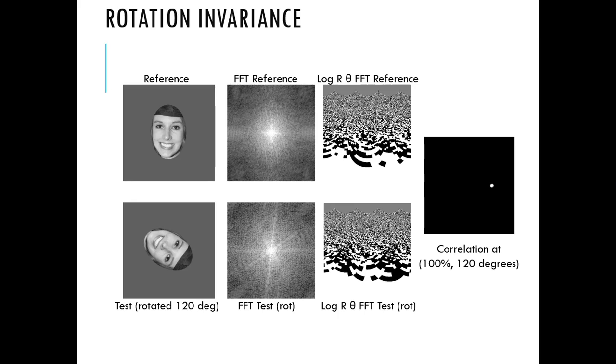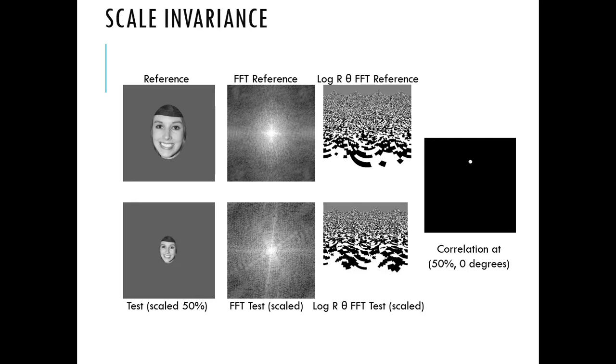These images show the sequence of events to form the log r theta correlation, otherwise known as the Mellin-Fourier transform. The reference image is Fourier transformed, log polar transformed, and Fourier transformed again. The same sequence is applied to the test image. These two Fourier transforms are multiplied, and the product is inverse Fourier transformed to create the correlation.